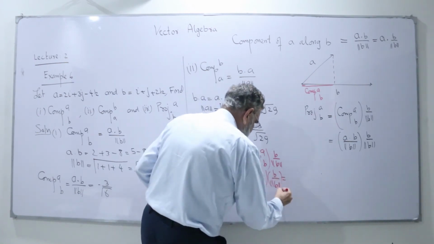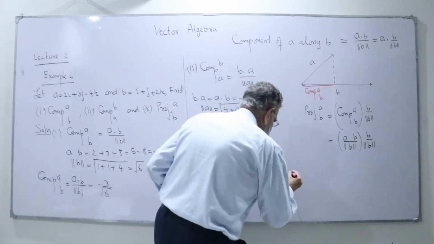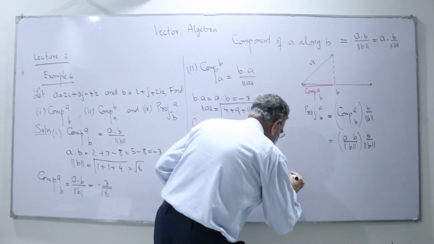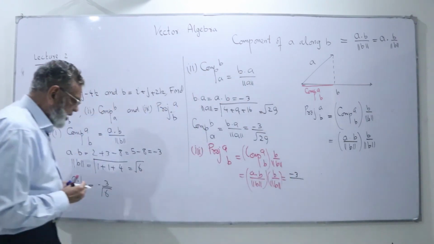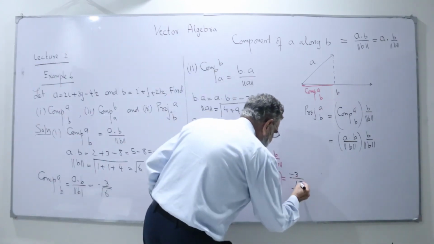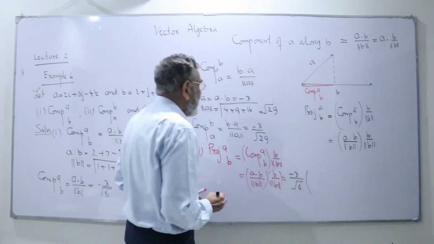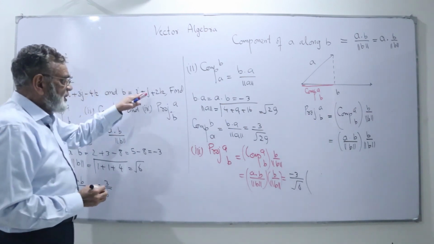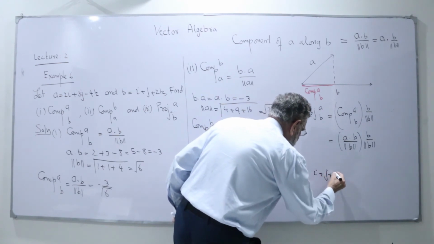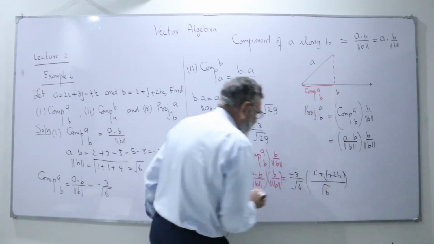This gives me A dot B. We know A dot B is minus 3. We can write the result here: this is equal to minus 3 over the magnitude of B, which is root of 6. And my vector B is i plus j plus 2k, over the magnitude of B, which is root of 6. So don't simplify this one.